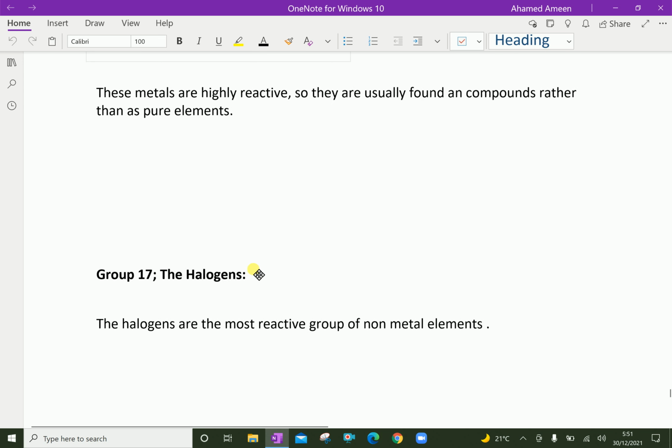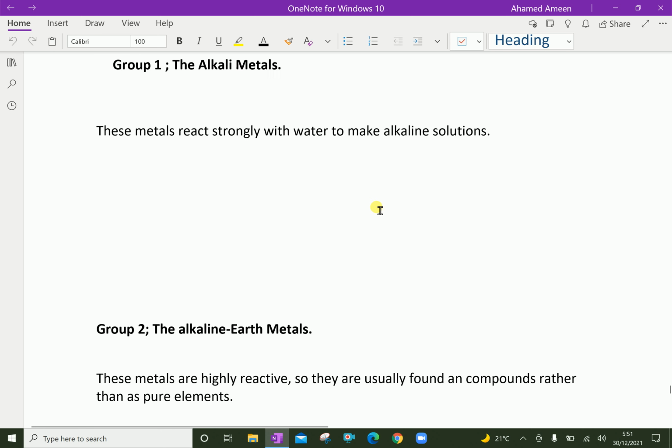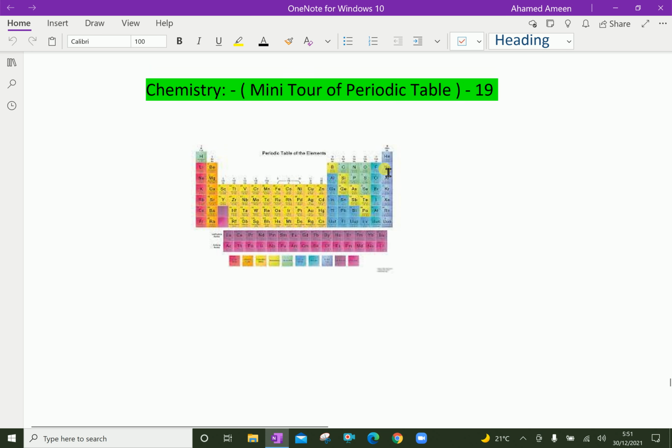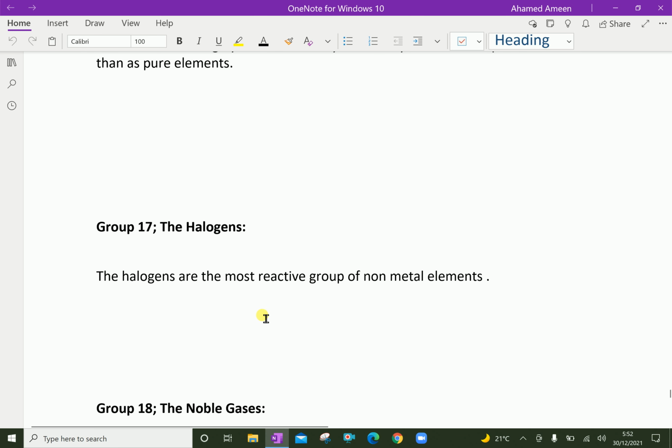Next group, group 17, that is the halogens. Halogens are the most reactive group of non-metal elements. The halogens are the most reactive group of non-metal elements because of their electron configuration.